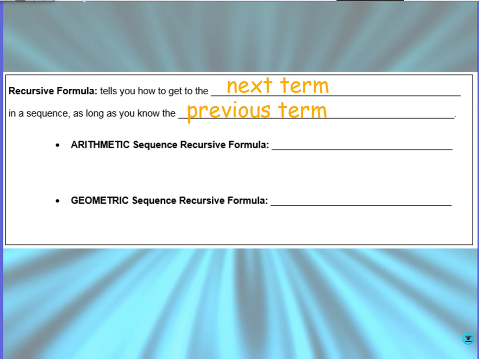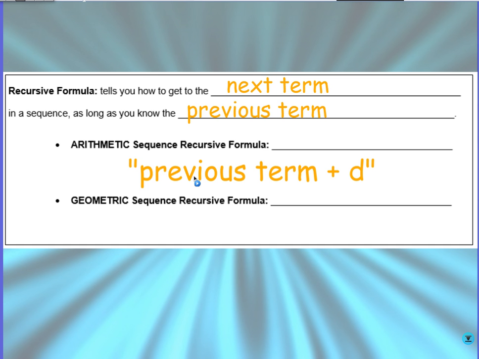So, for example, we know that there are two sequences, the arithmetic and geometric sequence. For the arithmetic sequence, the recursive formula is going to be, or the way that we're going to read it, is the previous term plus d, the common difference. Which I hope makes sense. If you know the previous term, we can just add the common difference to it to get to the next term.